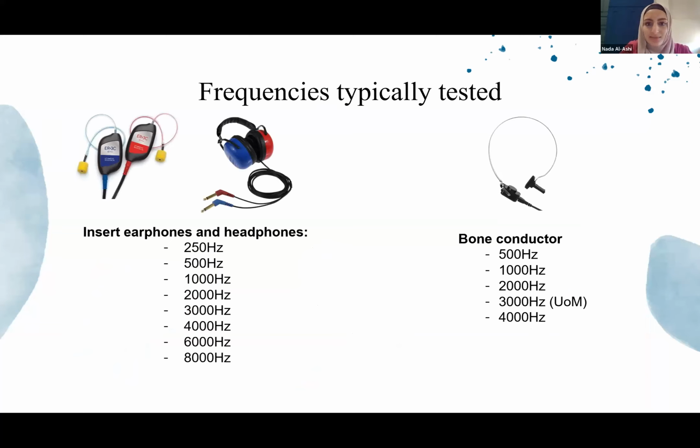All right, so the frequencies we typically test differ depending on the type of transducer we're using. For insert earphones and headphones, we typically test 250, 500, 1000, 2000, 3000, 4000, 6000, and 8000 hertz. Whereas for the bone conductor, we only test 500, 1000, 2000, and 4000. At the University of Melbourne, we also test 3000 hertz for the bone conductor.